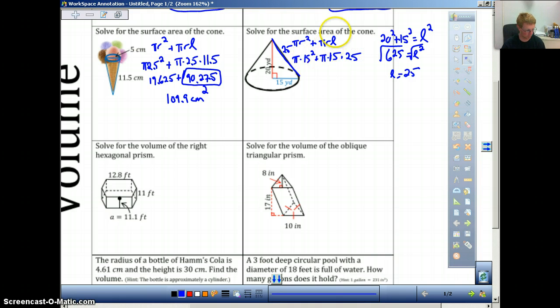And again, we total these up. We get 706.5 for the first one. We get 1,177.5 for the second one. And then when we add these two up, we get 1,884 yards squared. Do not forget your units. We're dealing with surface area, which means our units is still square units.